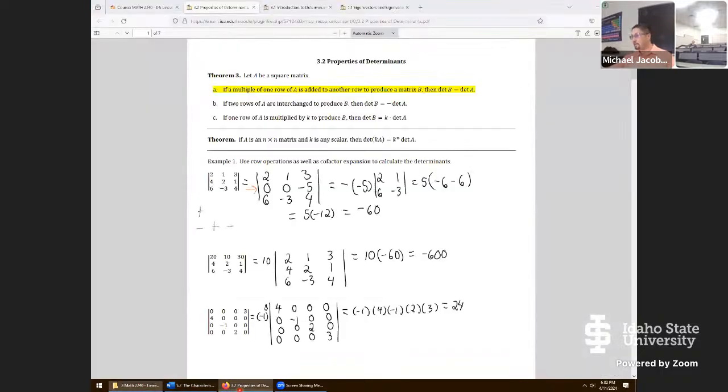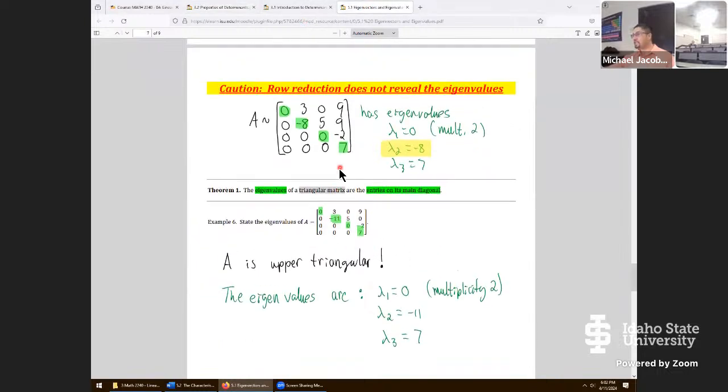For example, we go down to this one right here, and what did we do to this? I think we took row 1, added it to row 2. So we did a row replacement operation on this thing, but it in fact did change the eigenvalue. This one turned into a -8. But let's take a look at these.